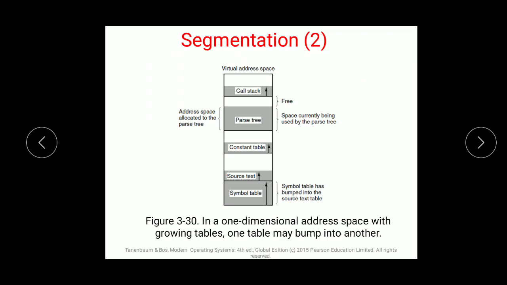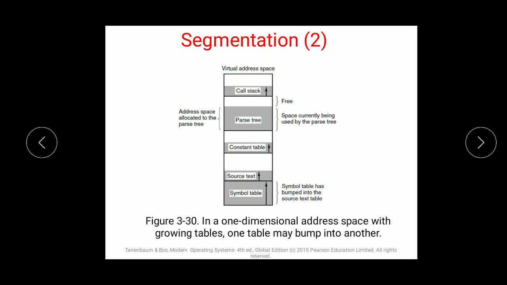So how does your segmentation work? If this is my virtual address space, my normal call stack is there. Call stack means I have n number of values. Then I have a parse tree separately, currently being used by the parser. Parsing is joining the values.